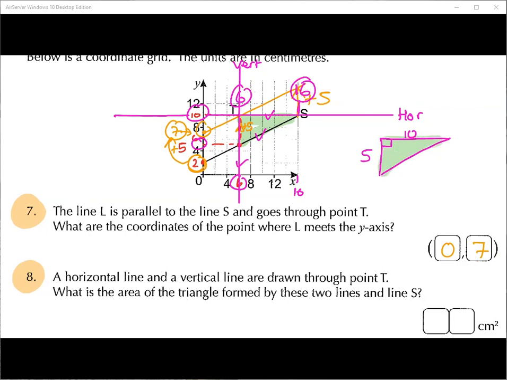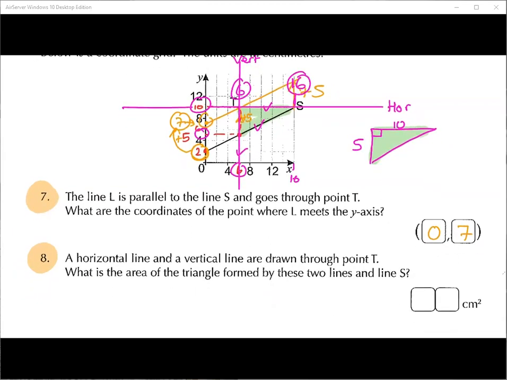Okay. So horizontal line and vertical line are drawn through point T. Okay, next one is the area. Iman, how do I work out the area of the green triangle? How do I do that?